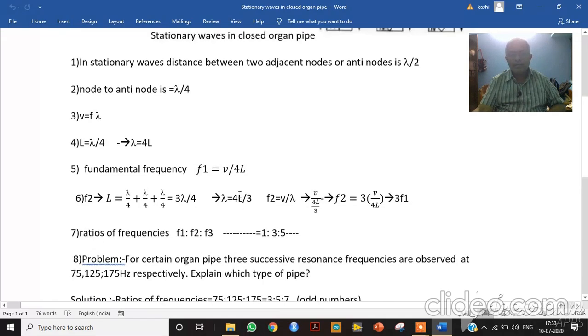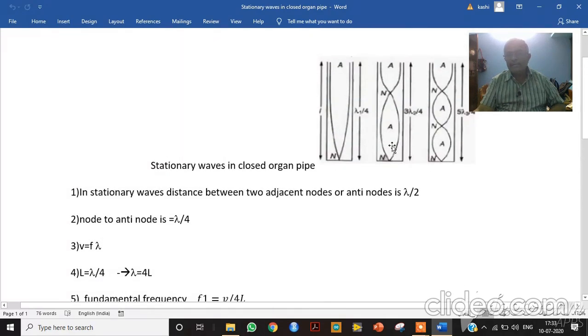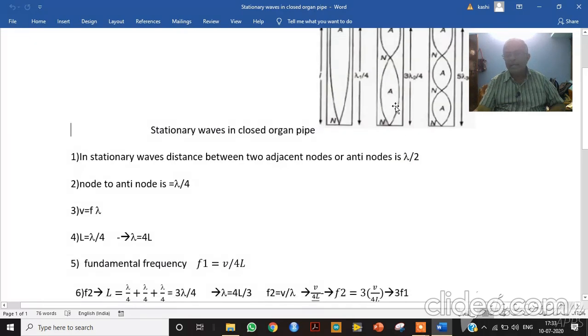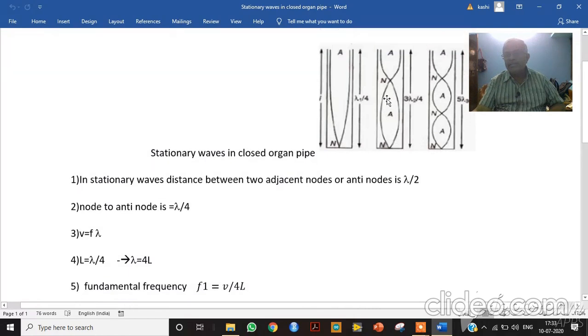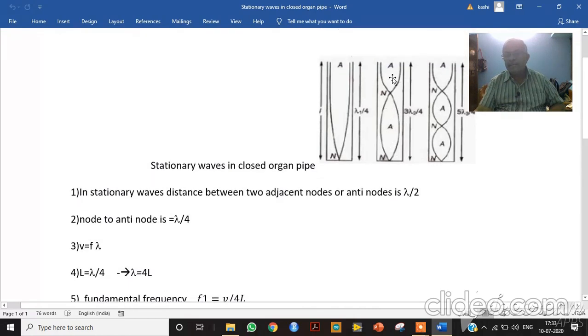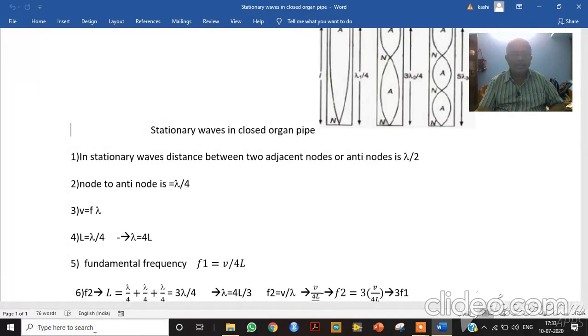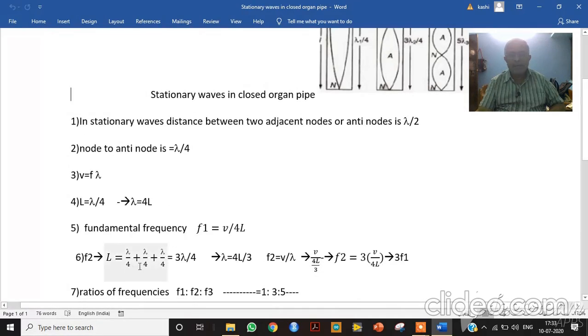Now you go to the second case. Now you observe what the length becomes. Here antinode and node, this distance is lambda by 4, and node and antinode, this distance is lambda by 4, and antinode and node, this distance is lambda by 4. See, lambda by 4, lambda by 4, lambda by 4. So total length becomes lambda by 4 plus lambda by 4 plus lambda by 4. This becomes 3 lambda by 4.